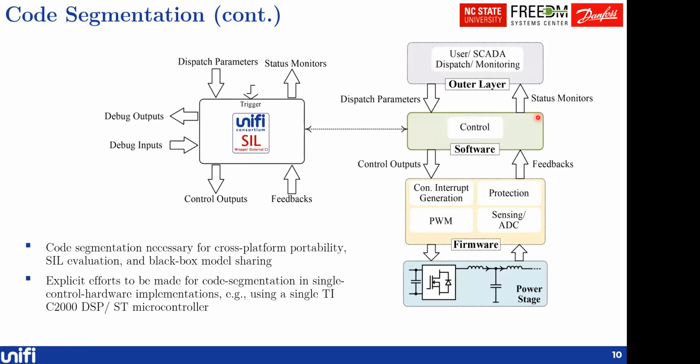For example, if I go back here, this control software needs to have the feedback from your power stage. It also will do all the control action based on the feedback that it gets, and then it will give you some control outputs. At the same time, it will also be able to take set points from the outer control layer, and it will also let the outer control layer know what is going on. So these type of input and output structures you always need.